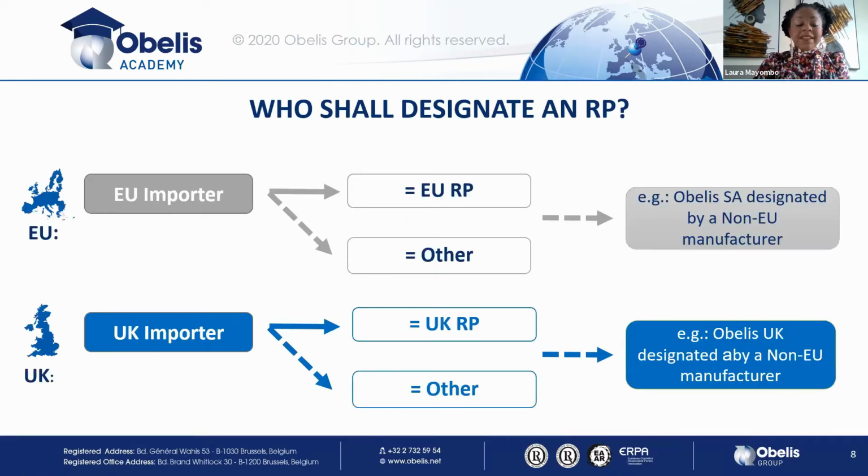Last one, the EU importer. They are by default EU RP, but they can transfer back the responsibility assigned to them by default to another entity. This stays the same for the UK market. A UK importer will be by default UK responsible person. They will also have the option to transfer back the responsibilities set on them to another entity.